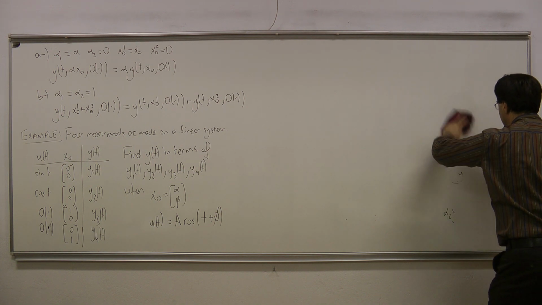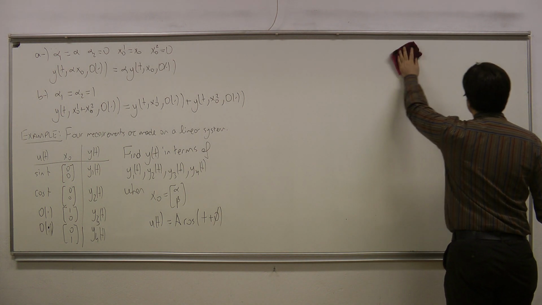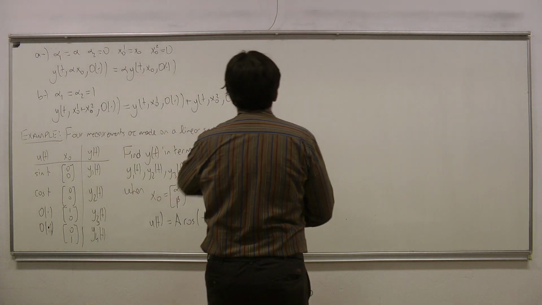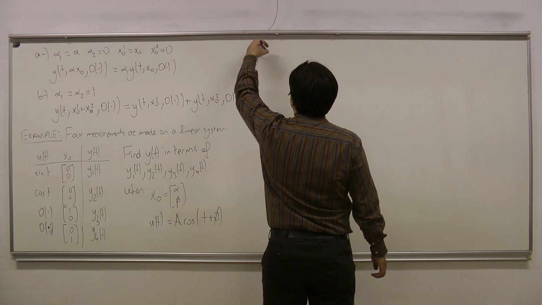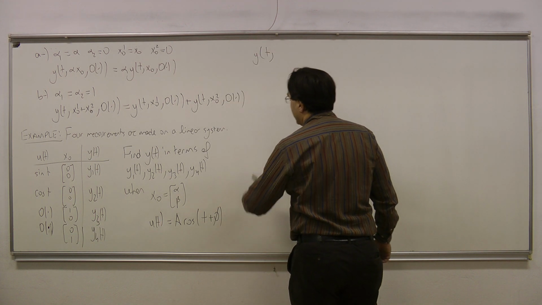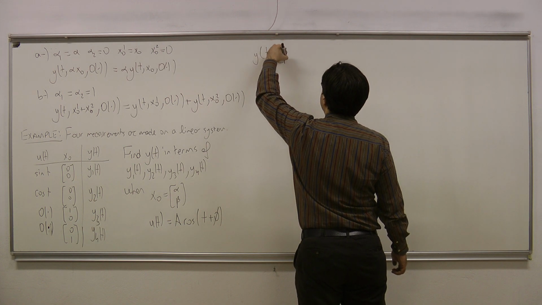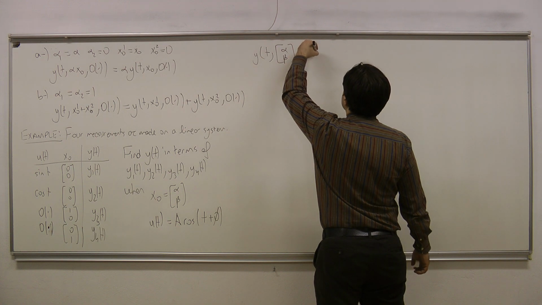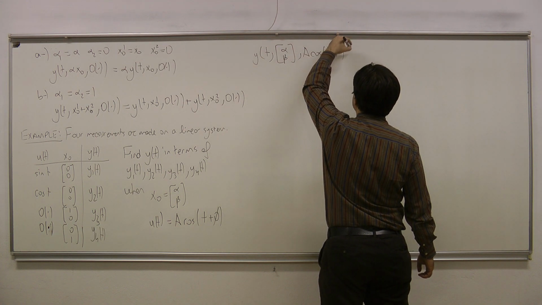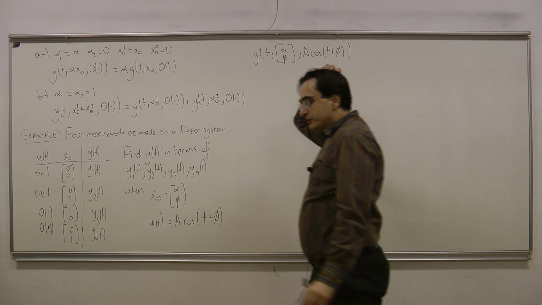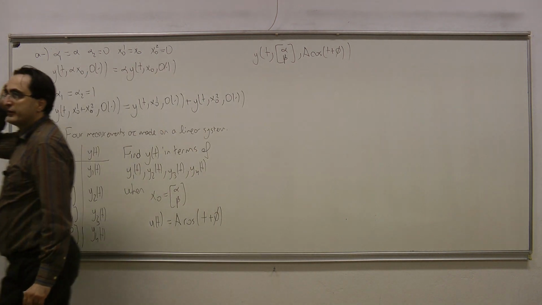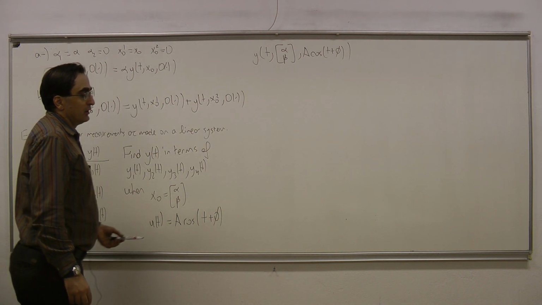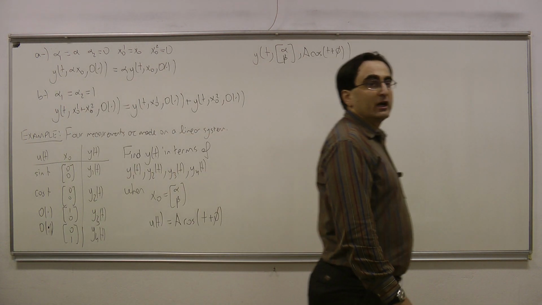The first thing I'm going to do is to separate the effect of the input from the effect of the initial condition. We are wondering about this y of t, with the initial condition alpha, beta, and the input a cosine t plus phi. I need to write this in terms of these experimental outputs that we have collected.